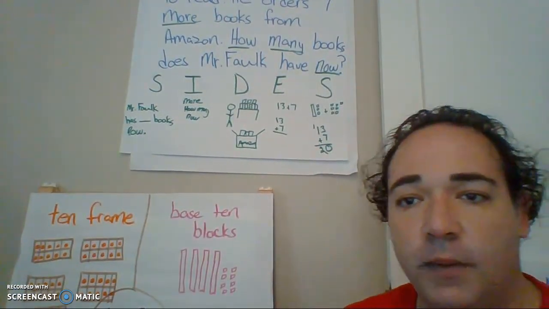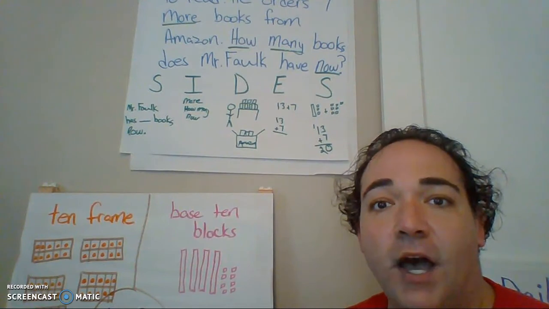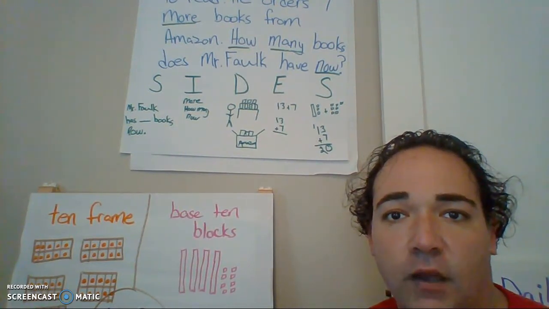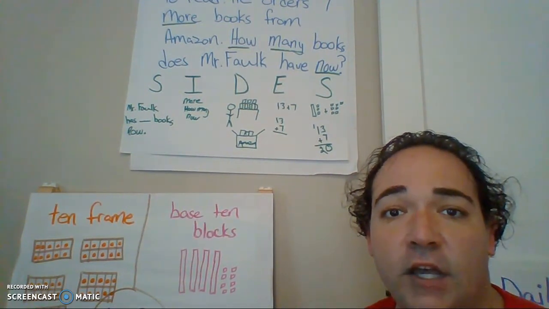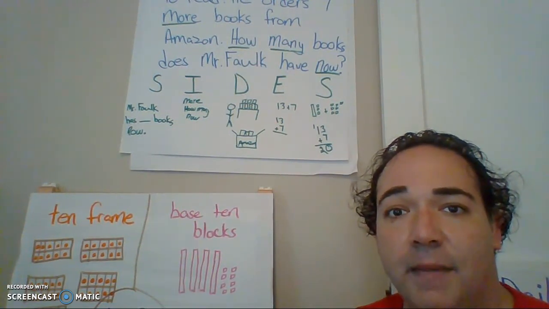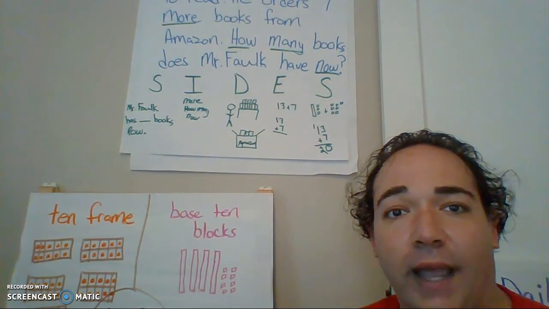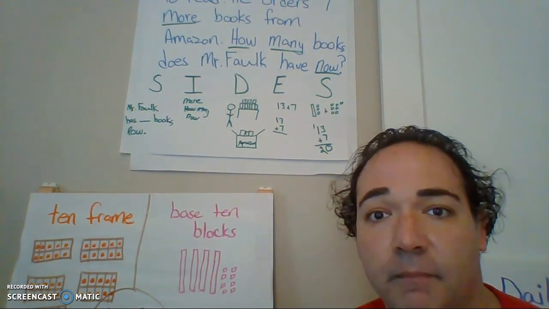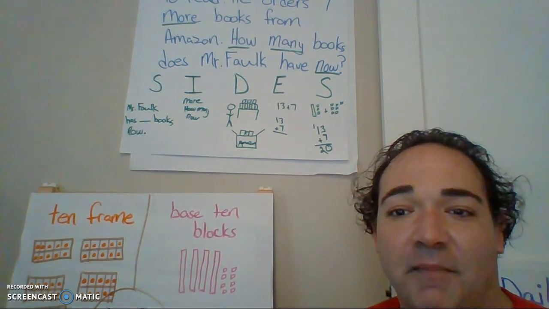My challenge for you is to make up a great addition problem. Remember, using one number, 1 through 9. Make your other number be a teen number, 11 through 19, and write an addition word problem, and then have a family member solve it.